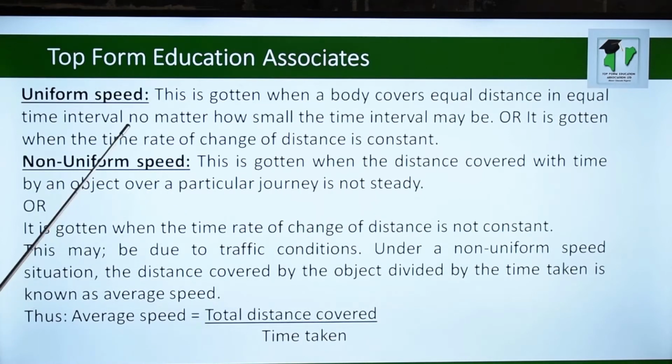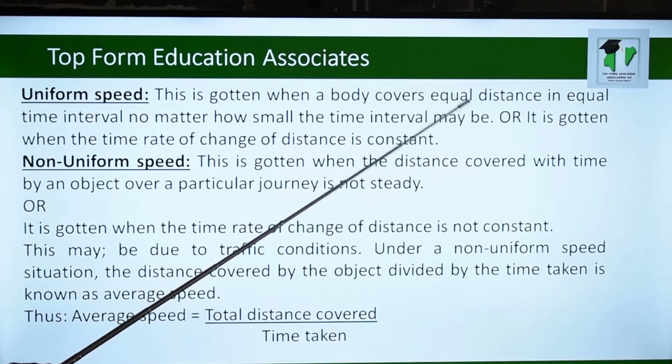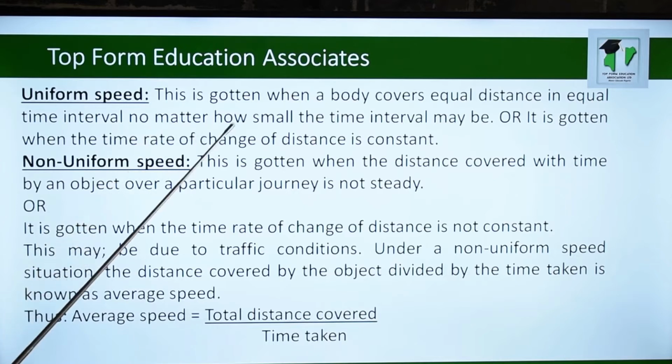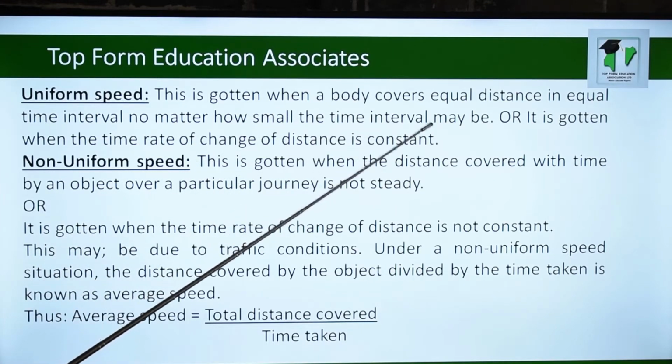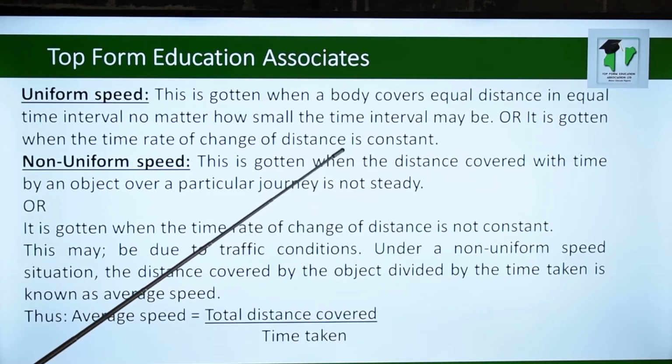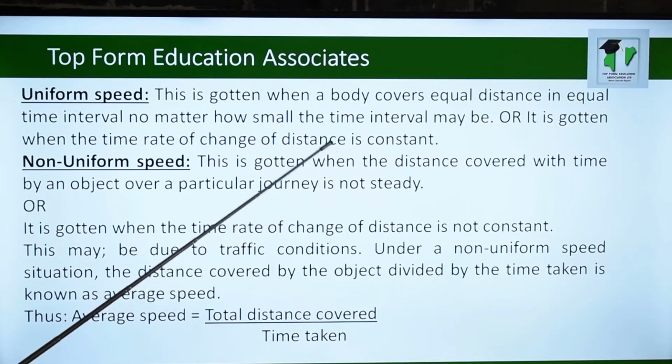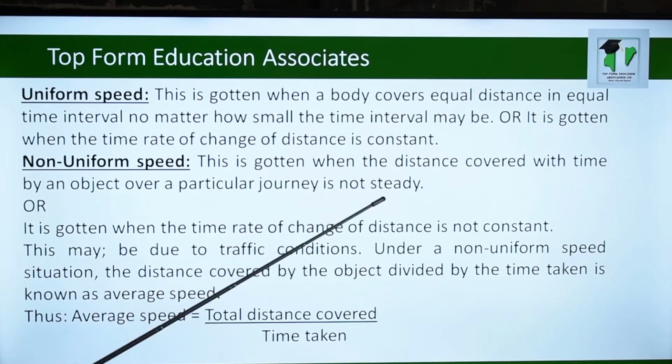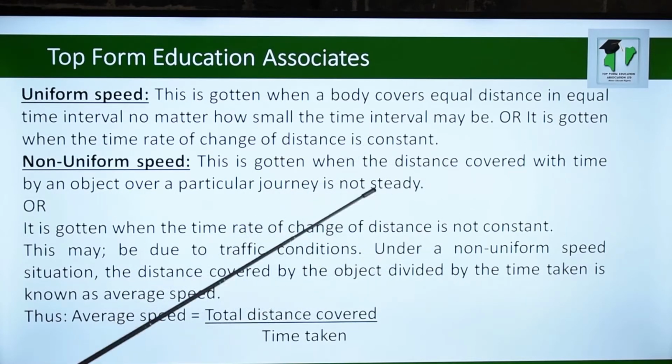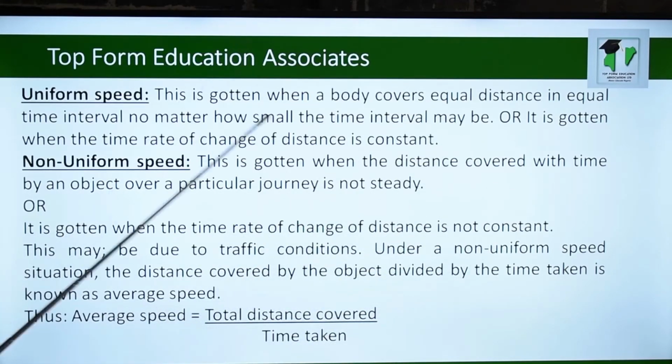Okay. Now we want to look at uniform speed. We have what is called uniform speed. This is gotten when a body covers equal distance in equal time interval, no matter how small the time interval may be. For instance, if you have a distance of 100 meters and you divide it into 5 partitions, each is 20 meters. The time taken also should be equal time interval. Such speed is known as uniform speed.